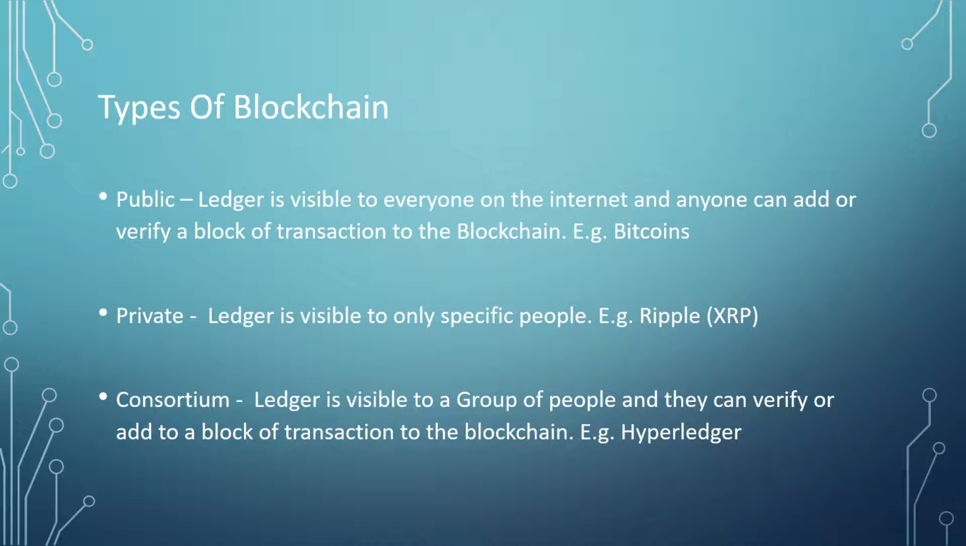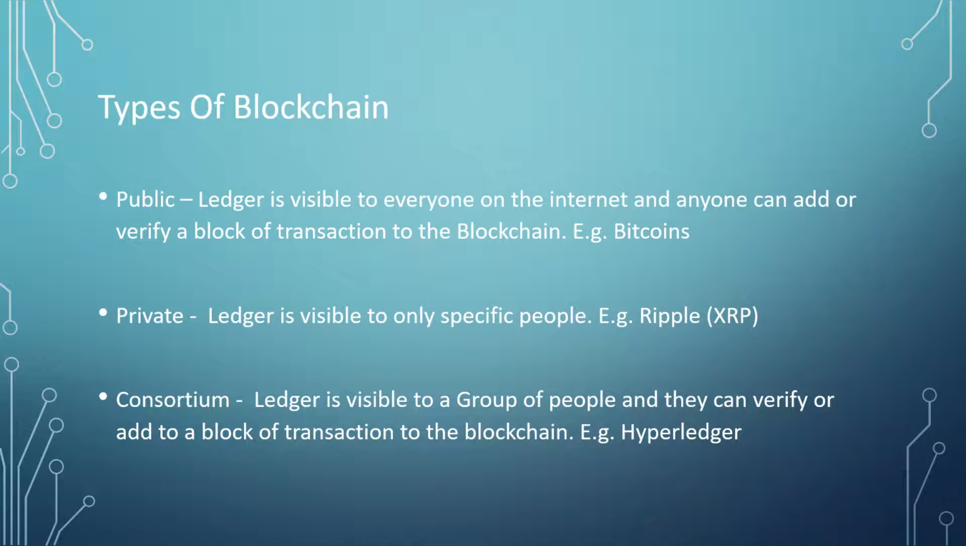The third and final type is consortium. In this, the ledger is visible to a group of people and they can verify or add a block of transactions to the blockchain. An example of consortium blockchain is Hyperledger. Consortium blockchain platforms have many of the same advantages as a private blockchain but operate under the leadership of a group instead of a single entity. So this platform would be great for organizational collaborations.